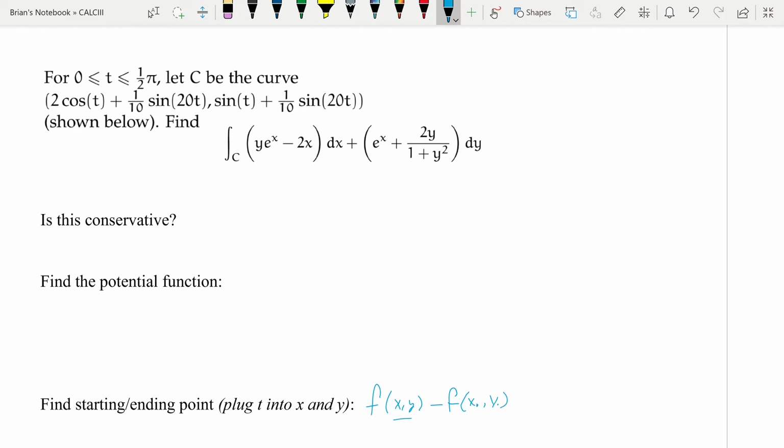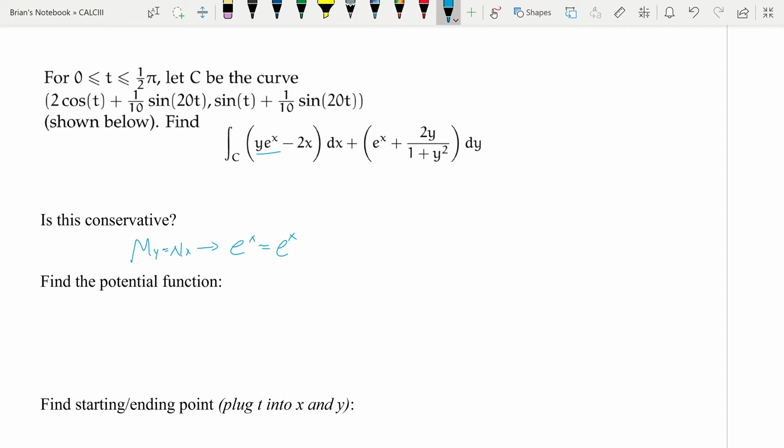So we'll need an x and y point, and because we only have the bounds for t, we have to plug those t into our original equation, find that x point and y point, and then solve that. So let's do this together. Is this conservative? M of y is equal to n of x. So we'll get e to the x is equal to, because I just did that, there's no y term in there, so that goes away. There's no x term in there, so that goes away. Take the derivative, so we'll get e to the x. Yes, it is conservative. Awesome.